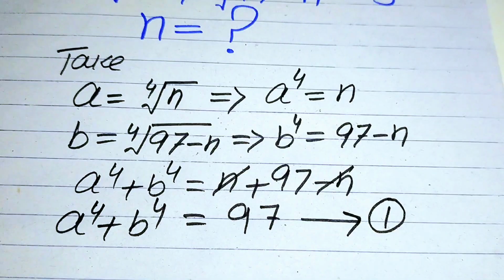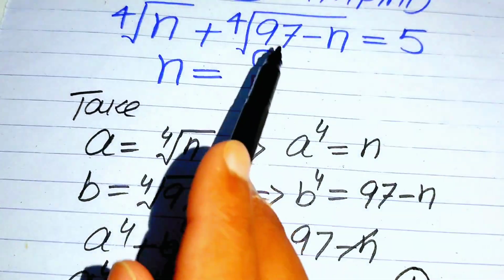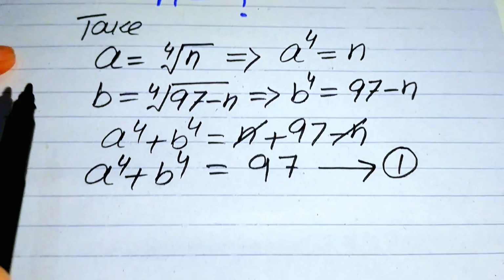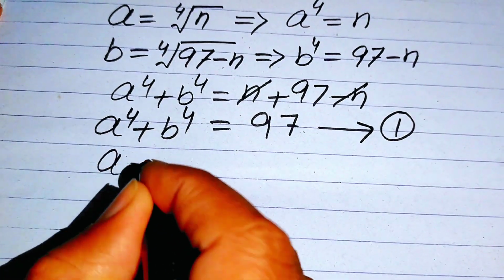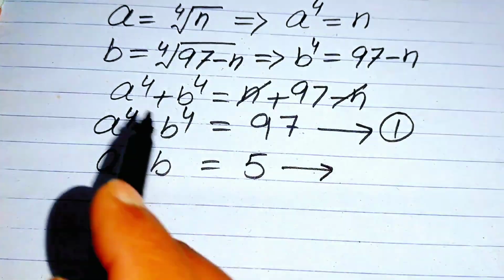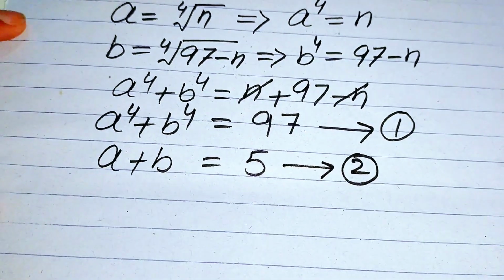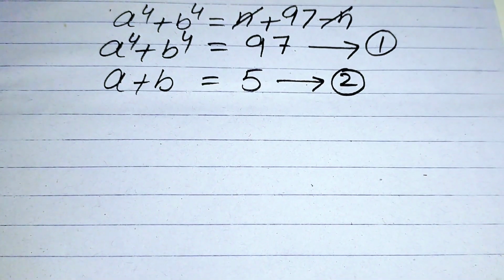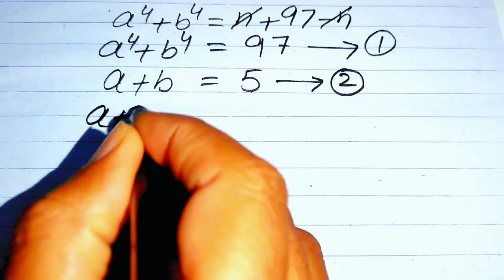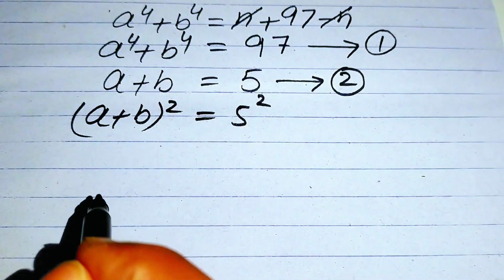And now we move to the given equation and we put the values of a and b in this equation. So the given equation becomes a plus b equals 5, after substituting the values of a and b. We call this equation number 2. And here we first take the square of equation number 2 on both sides.